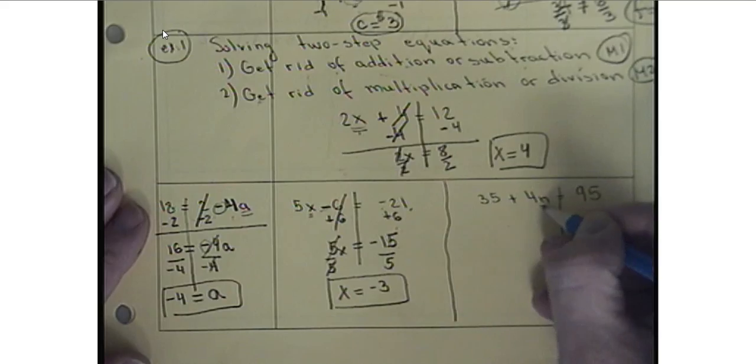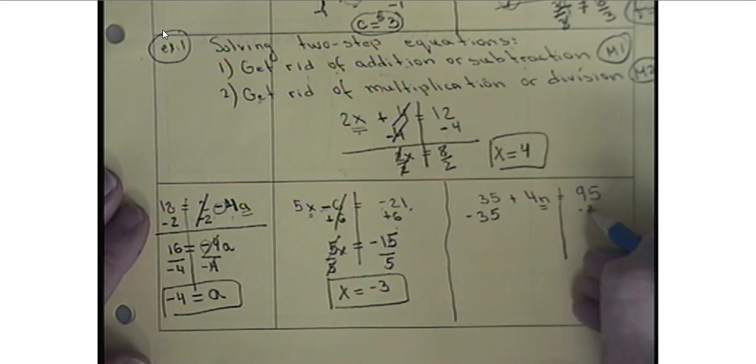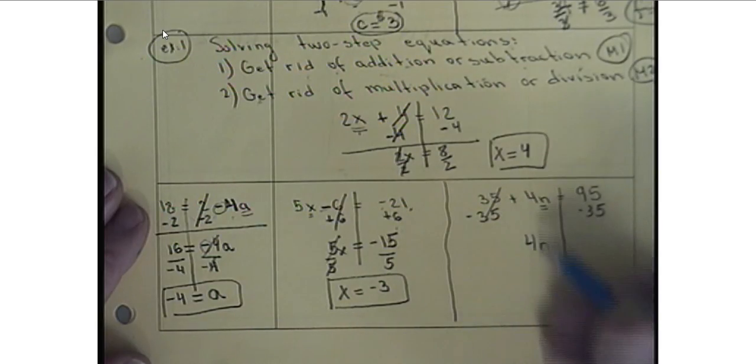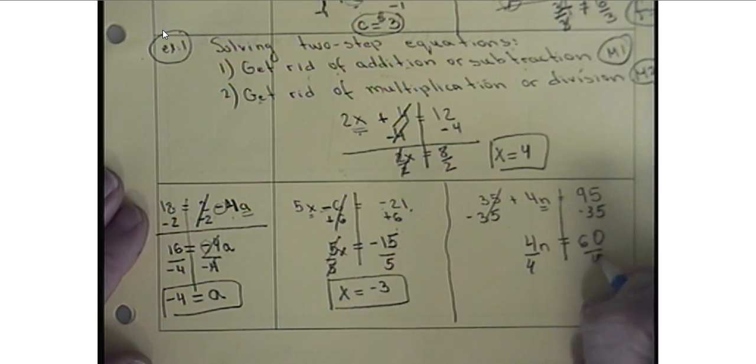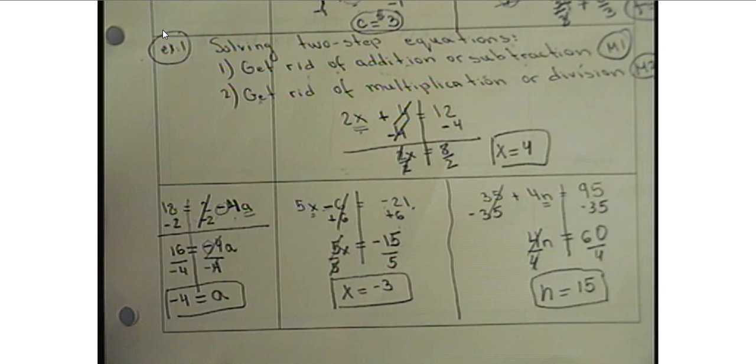Okay, next example, draw a line. We're saving for n, so minus 35 first. Those two are gone. Then 4n, this is positive 4n, so we just put 4n is equal to 95 minus 35, which is 60, and then we divide by 4. So n is equal to 60 divided by 4, which gives us 15. Okay, and that will be the final answer.